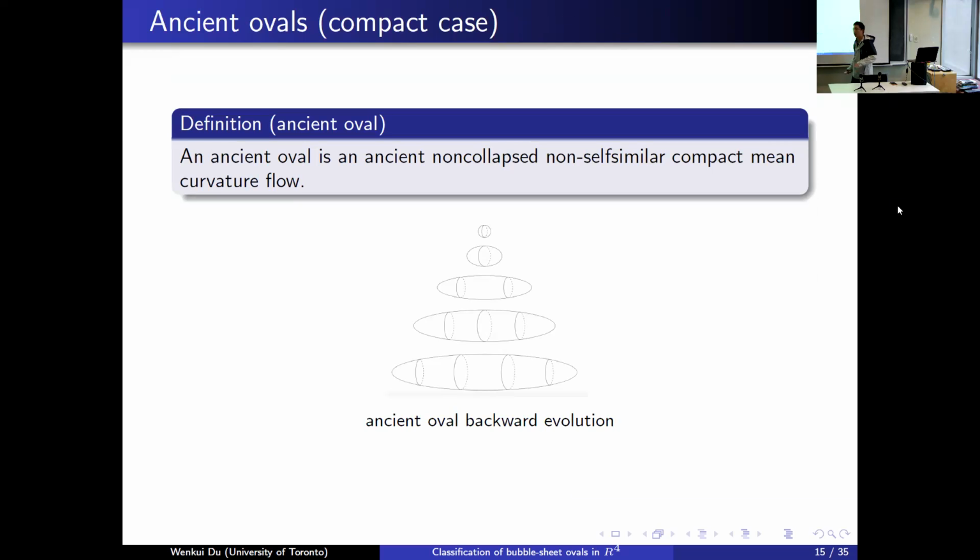How about the compact case? Let me give a formal definition of ancient oval. An ancient oval is an ancient non-collapsed, non-self-similar, so not self-translating and also not self-shrinking, compact mean curvature flow. Below is a picture of an ancient oval I have shown, but there are more examples.